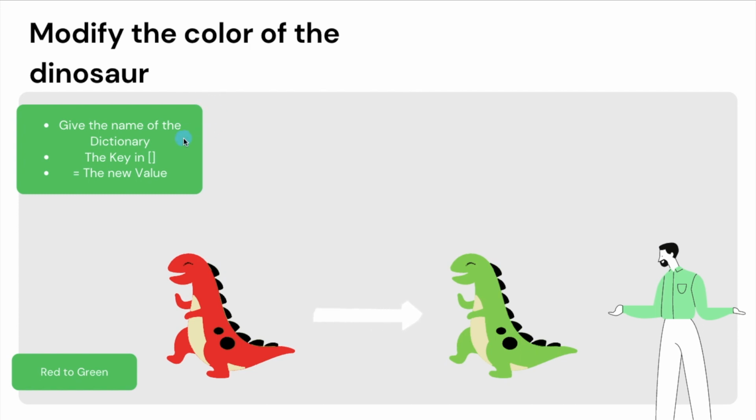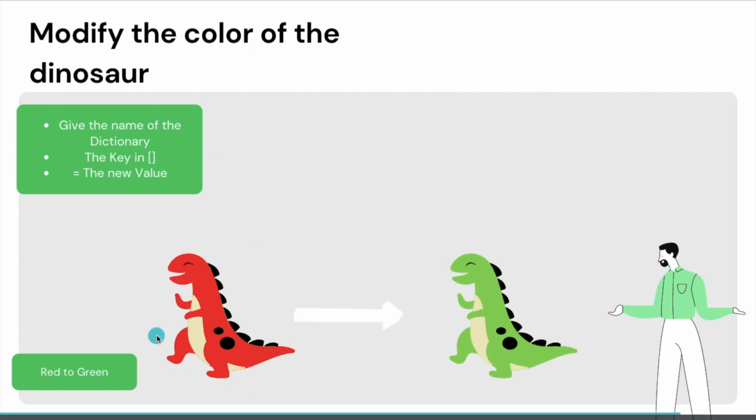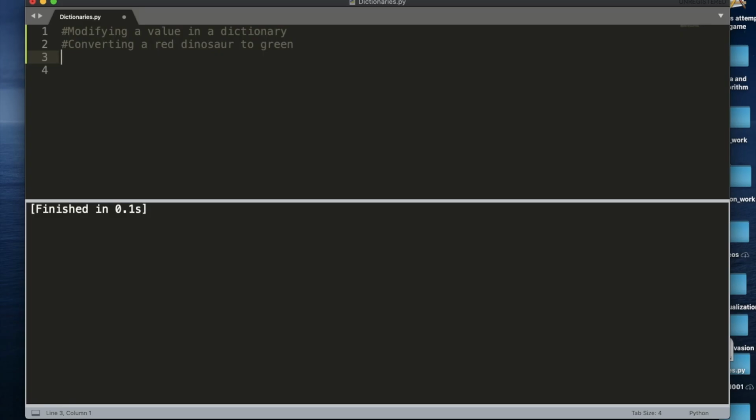The first thing we're going to do is give the name of the dictionary, followed by the key in square brackets that we want to change, and then assign it its new value. In this case, we're going to start off with a red dinosaur, and the idea is that we want to change it from red to green. Let's create our dictionary. We're going to call our dictionary dinosaur. Our key is going to be the color, followed by its value, which we're just going to call initially red. Let's print this out using an F string.